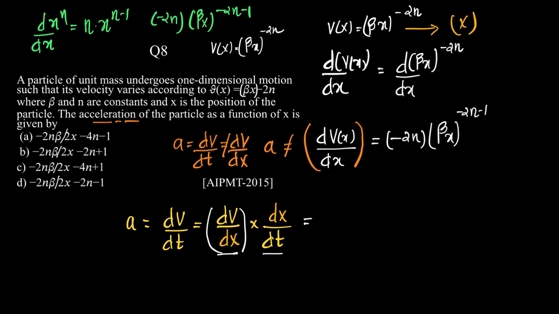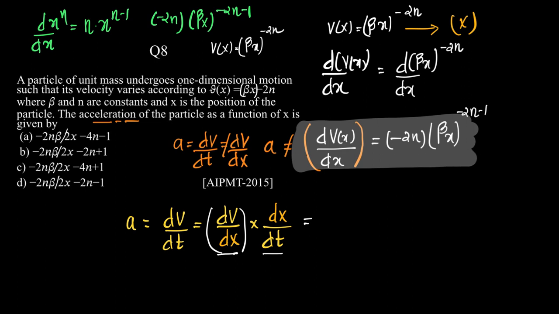Is dv by dx familiar? Yes, because we just found it out. dv by dx is minus 2n (beta x) to the power minus 2n minus 1. Let me take you through the process again. What is acceleration? A is equal to d by dt of v, which is dv by dt. And how did I rearrange dv by dt? I wrote dv first here, dt here, then I multiplied with dx and dx. So dx by dx is 1, so it remains the same. Now dv by dx, we already have found out here. So this is the value of dv by dx.